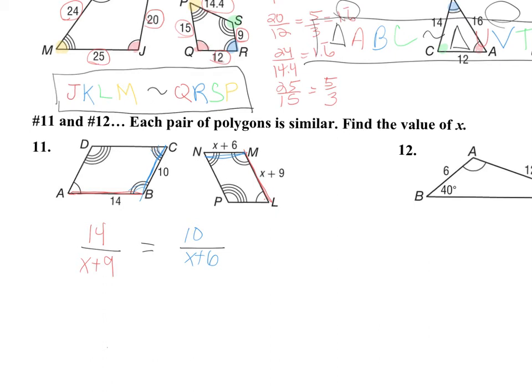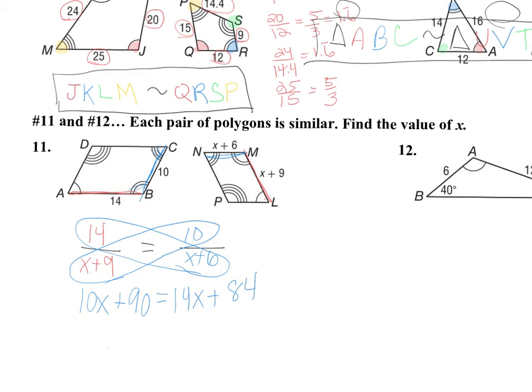And so now I'm able to set up my proportion. I'm going to cross multiply. That's going to give me 10x plus 90 is equal to 14x plus 84. And that is going to give me that 4x is equal to 6. And divide that out, and x will equal 6 over 4, which is 3 halves.